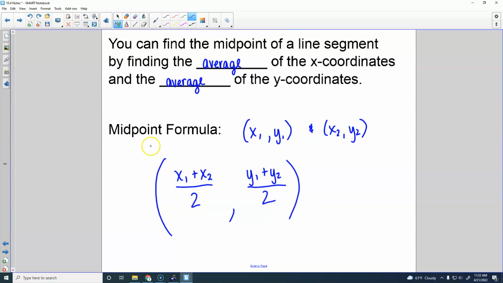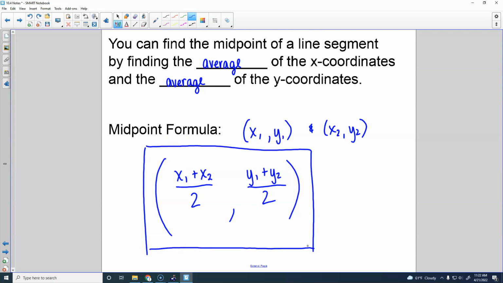And make sure you have this written down. This is your midpoint formula. So if you don't write anything else down, make sure you write that right there down.